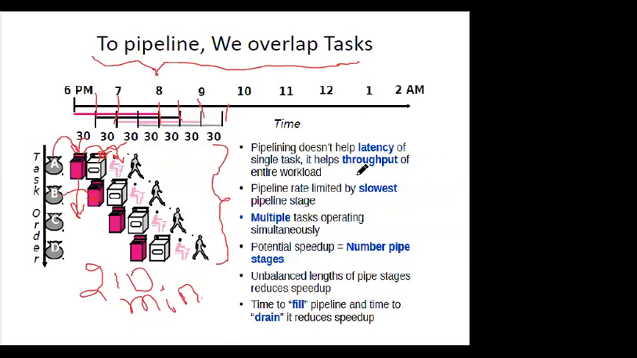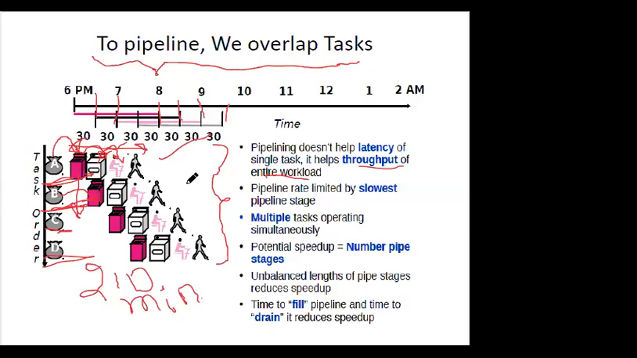So there are some points to be noted here. Pipelining doesn't help the latency of a single task. It helps the throughput of the entire process. There is nothing to do with latency in pipelining. Latency is the amount of time between when an instruction is issued and when it completes. The latency for every load will be 120 minutes, since every stash of clothes takes 120 minutes to complete.